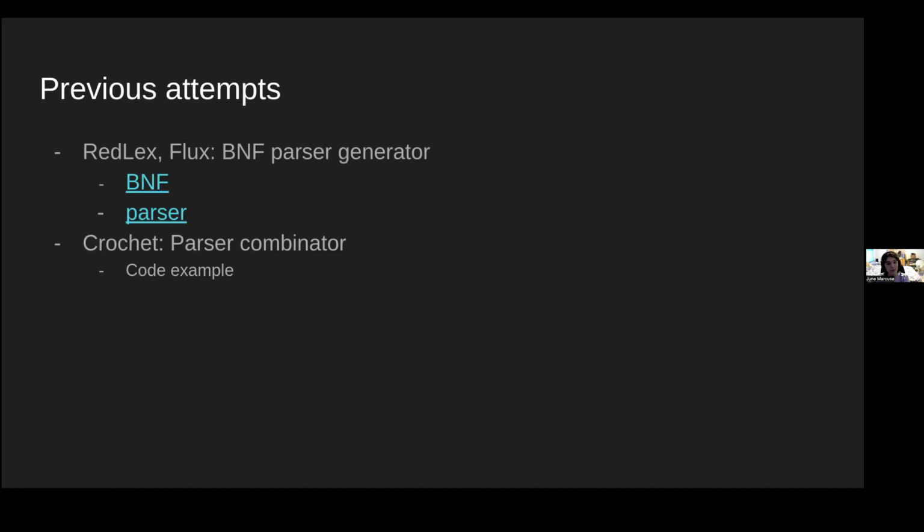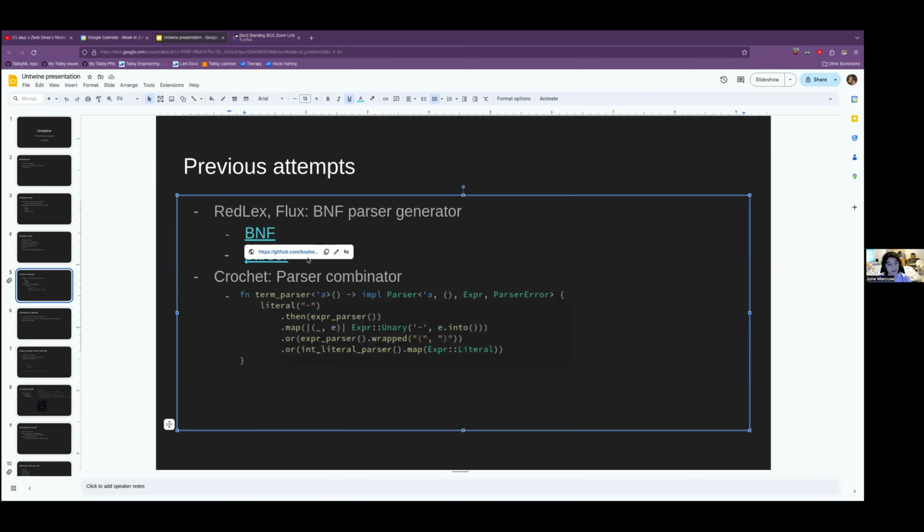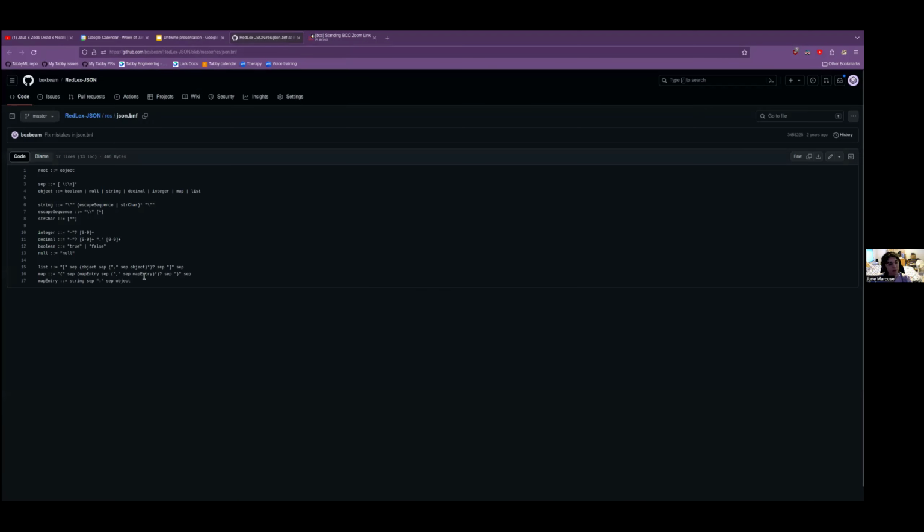So I've made some previous attempts at parsing libraries. I'm going to touch on them just pretty briefly. Two of these libraries, Redlex and Flux, are basically the same idea. You would have this sort of BNF file, which describes the syntax that you're trying to parse. This is a description of JSON. You'll see it's very short and sweet. And from this, you'll get a parser that can take in valid JSON input and spit out an abstract syntax tree.